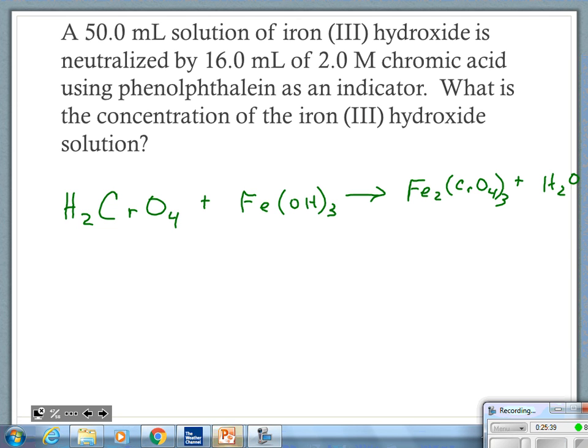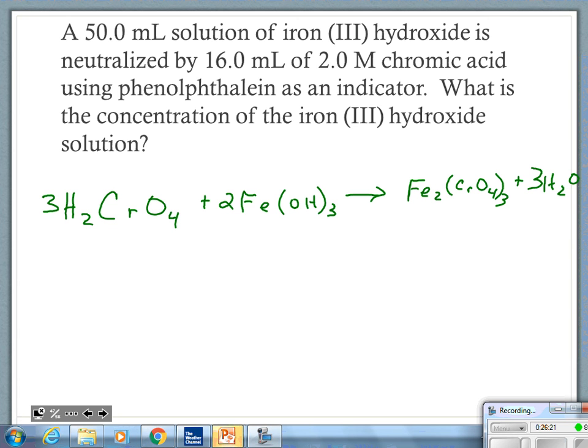Now that's a skeleton equation. That is not balanced. I need to come through and balance it. I can see that I need 3 chromates. I need 2 irons. When I do that, I can see that I have 3, 6. I think that should balance it. 6 hydrogens, 6 hydrogens. Three oxygens. Yeah, that's balanced, isn't it?